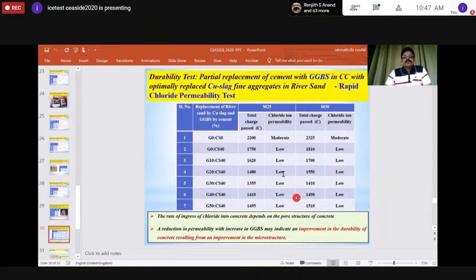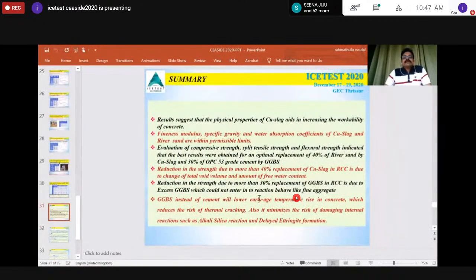Okay, so you can see that after a 30% increase, these values are increasing. This current is increasing a little bit. That means sometimes there is a conducting material, or sometimes the gaps or the pore structure are increasing. That is the significance. And this is the summary. What is the reason why these values are increasing after a particular replacement percentage?